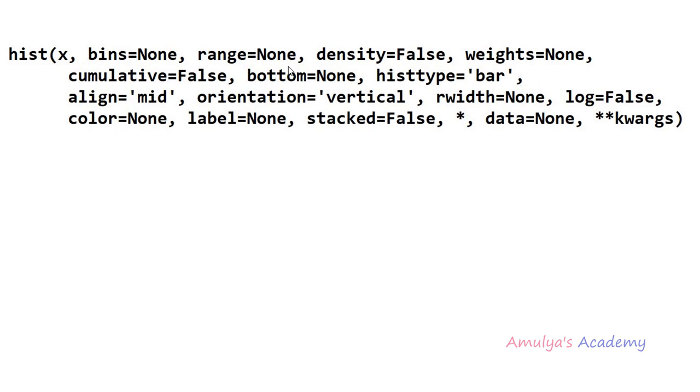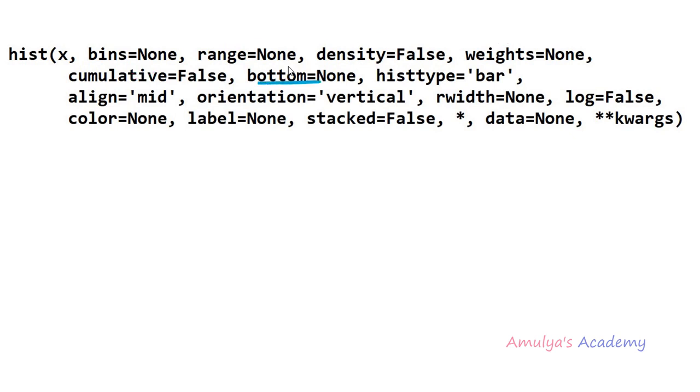We were discussing the Matplotlib package, and in that we were discussing histograms, which we can create using the hist function of the pyplot module. In the previous tutorial we discussed its syntax and parameters. Today we'll continue the discussion on this hist function and its parameters. In the previous tutorial we discussed x, bins, range, density, weights and cumulative parameters. Today we'll discuss the rest of the parameters.